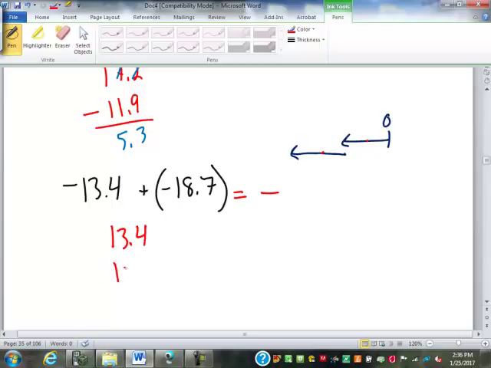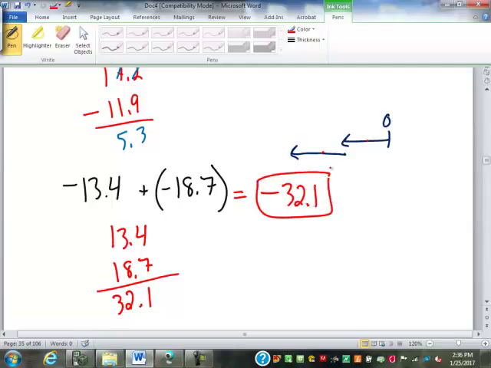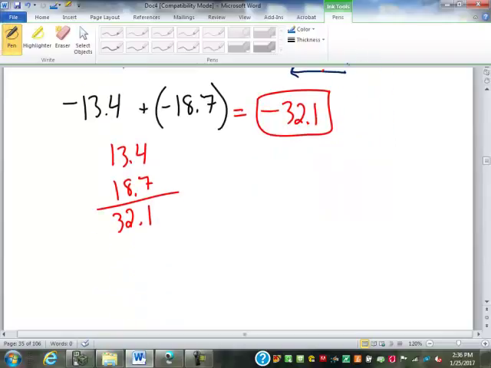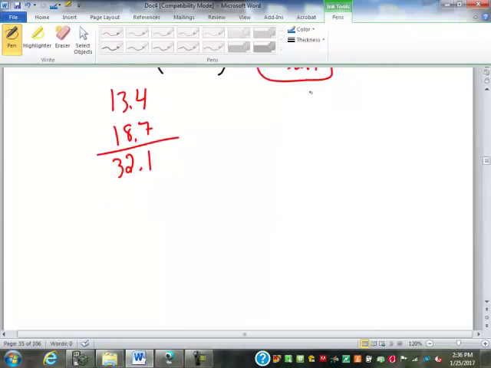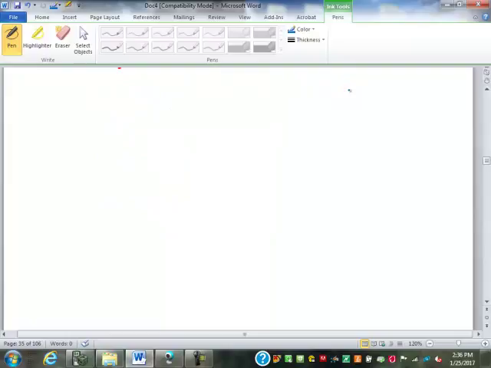So it's 13.4 plus 18.7, which is going to give us 32.1. So it's a negative 32.1. Now I realize your calculators can do a lot of this for you, especially with the decimals. If you don't have a fraction calculator, dealing with the fractions for negatives is going to be a little bit tricky. So let's take a look.